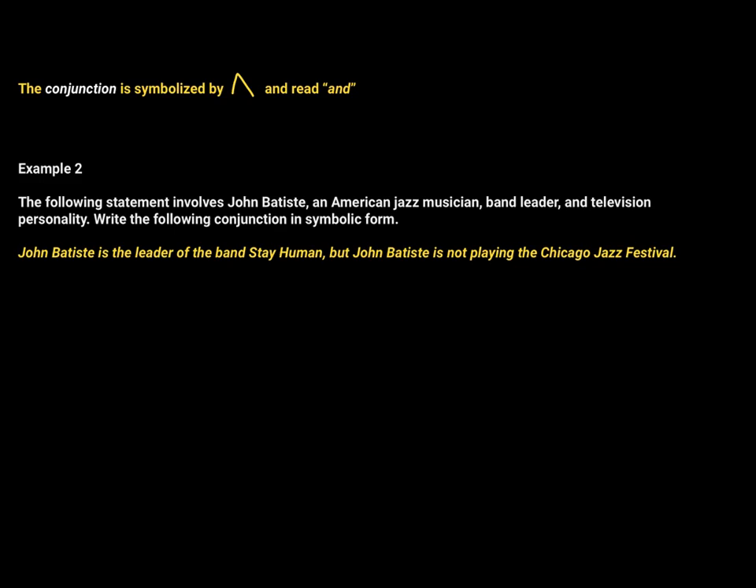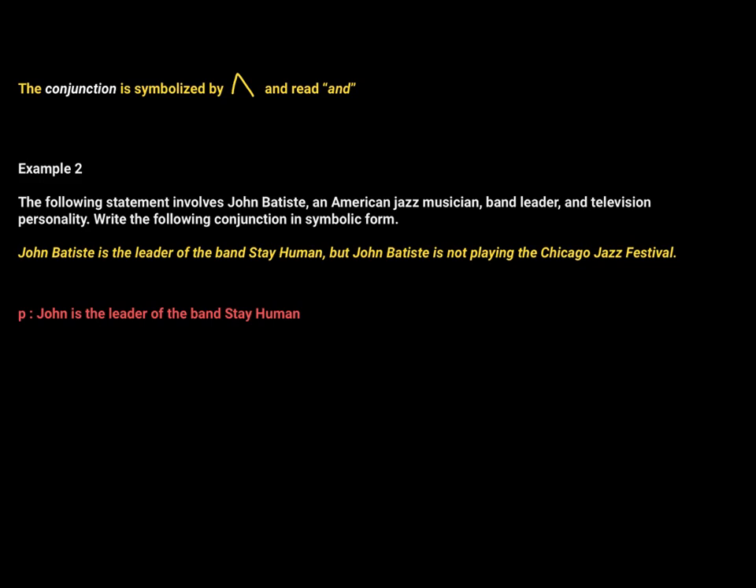All right, now listen. We're going to choose letters to represent simple statements, okay? Letters like P, Q, and R, all right? But remember that when we choose a letter to represent a simple statement, we choose letters like P, Q, and R to represent statements that are not negated. So for example, I'm going to let P represent the statement that John is the leader of the band Stay Human.